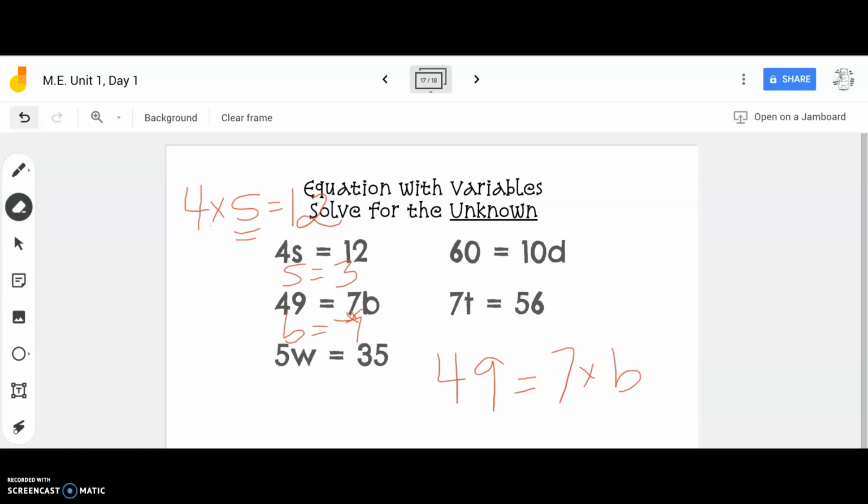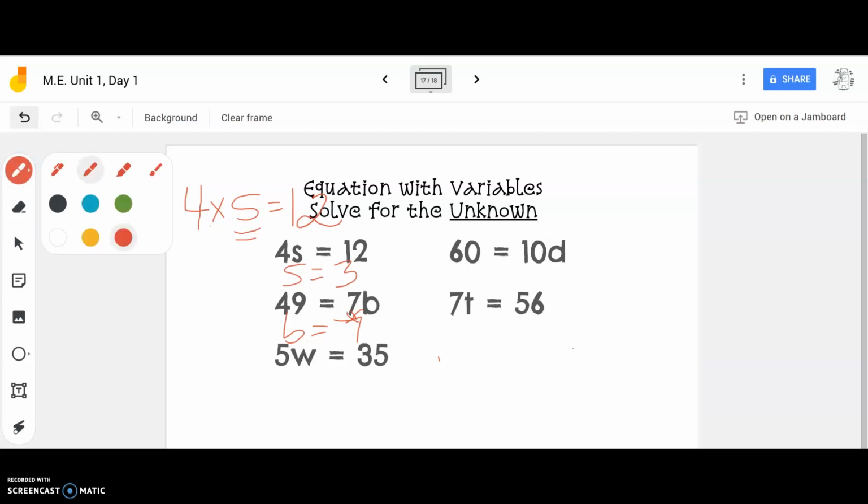Next, 5W, oh, they're smushed together, which means there is an invisible multiplication sign right there. I just can't see it because mathematicians are trying to trick me. 5 times W, or 5W, equals 35. How many 5s equal 35? I'm pretty good with my 5s. So I know 5 times 7. So W equals 7.